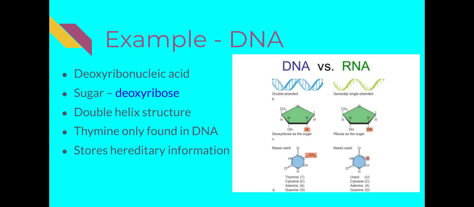Now, DNA, what is it? It's deoxyribonucleic acid. It has a unique type of sugar called deoxyribose. It has a double helix structure. Another thing that I want to point out is thymine is only found in DNA. It's missing in RNA, and it stores hereditary information.